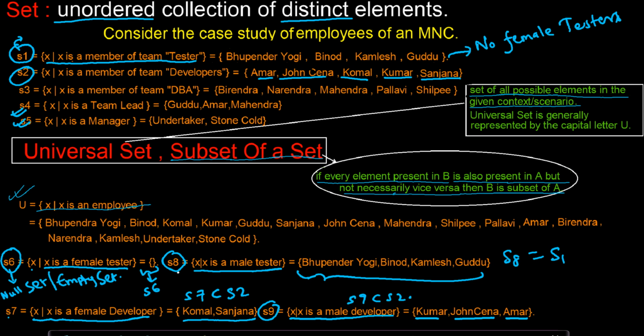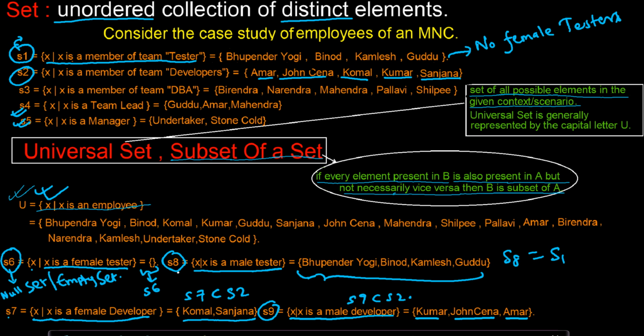Okay. Now look at this. What is a universal set? A universal set is the set of all possible elements. So any other set is going to be a subset of the universal set. So whether it is S1, S2, S3, S4, S5, S6, S8, S7, S9, all of these sets are subsets of the universal set. Because in the universal set you have all the possible elements in that context.